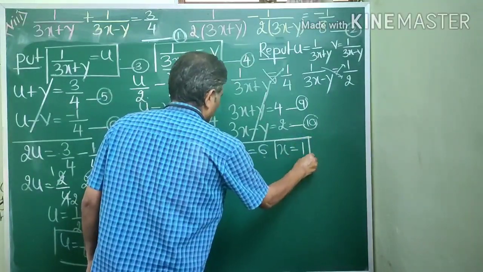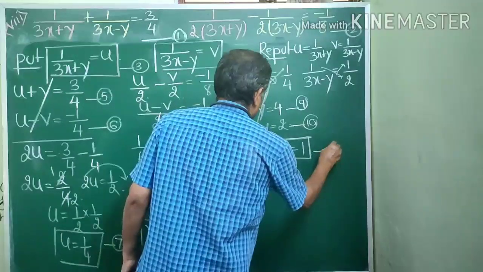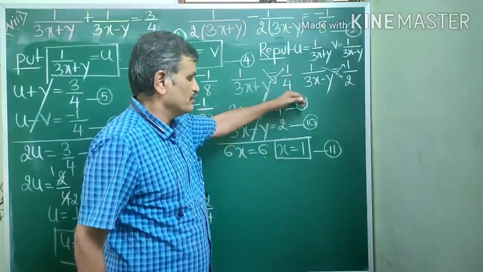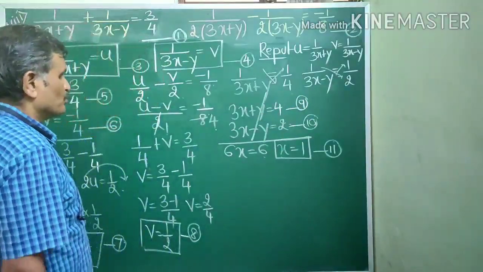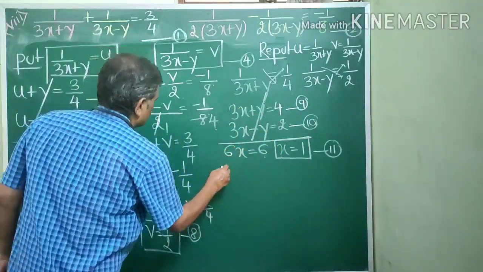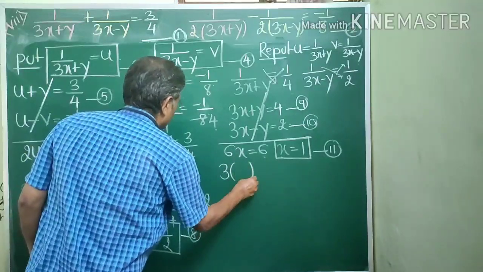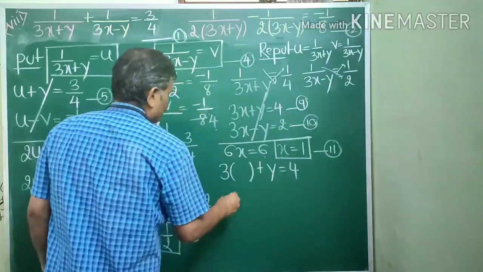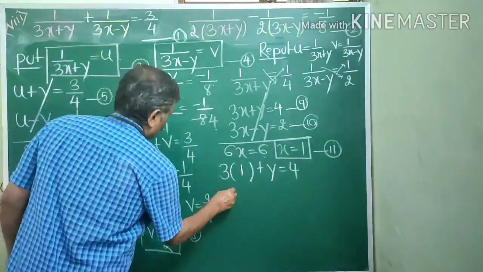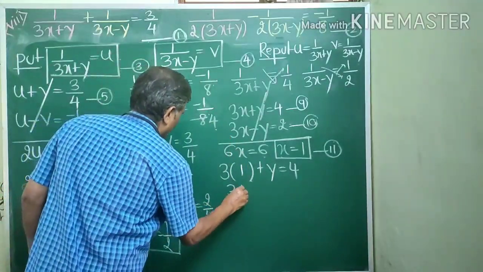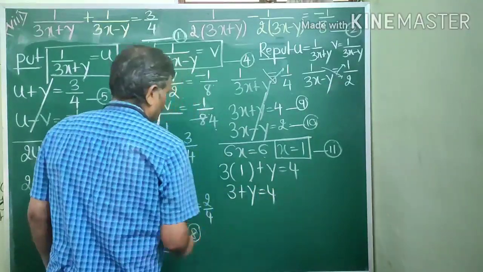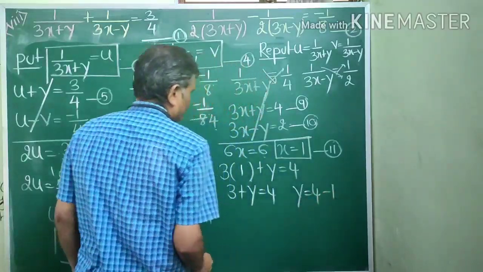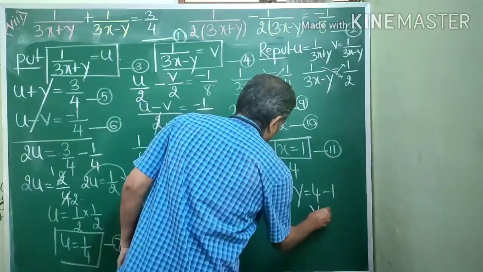So what I got here, children, is that the value of x is 1. Now this value of x I can put in either the 9th equation or the 10th equation. Suppose I decide to put it in the 9th equation, then I get 3 multiplied by the value of x plus y is equal to 4. The value of x is 1 here. So 3 into 1 is 3 plus y is equal to 4. So y is equal to 4 minus 1. So y is equal to 3.